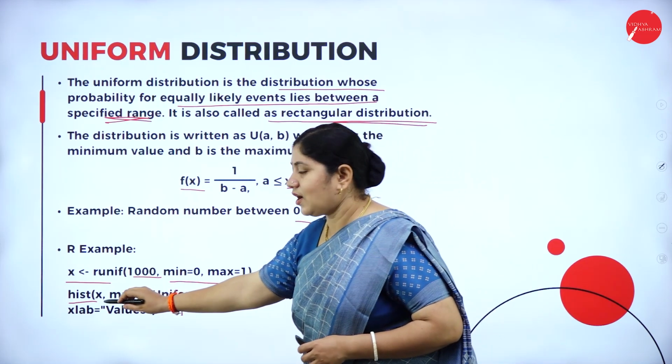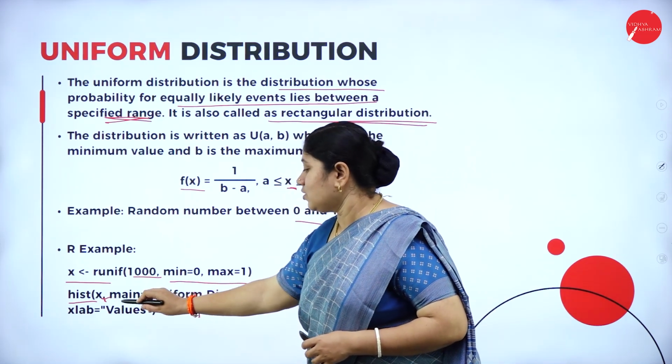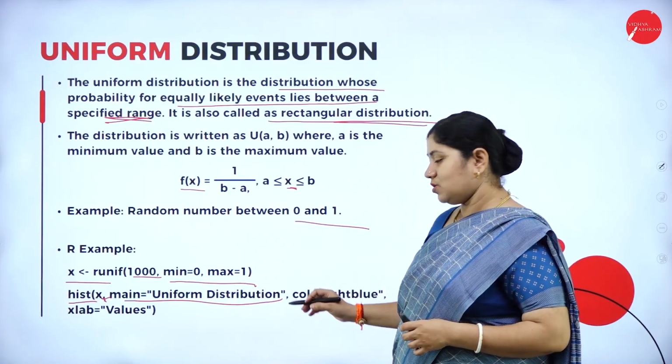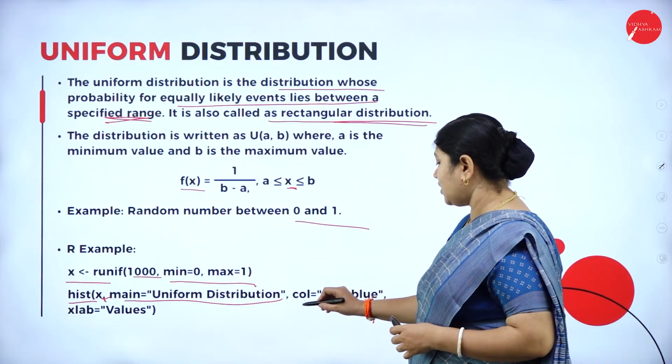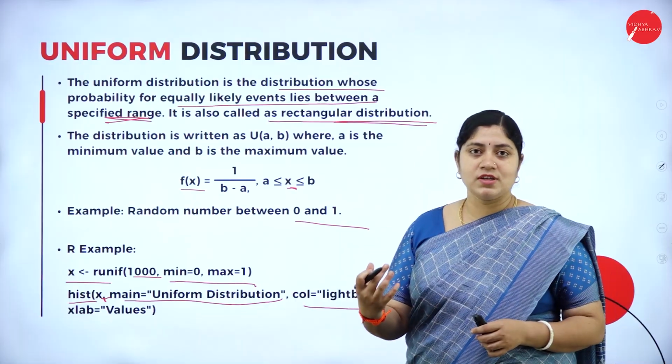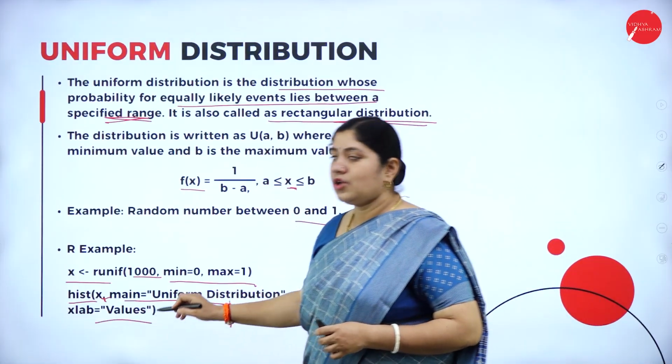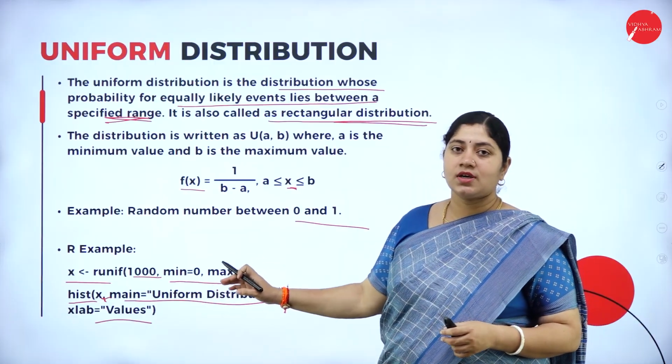So inside that I am representing the x value, then followed by the title, which will be a main distribution, then followed by the color through which I want to represent my data, then followed by the x label. So this is a basic syntax.